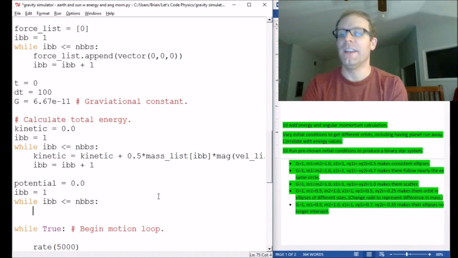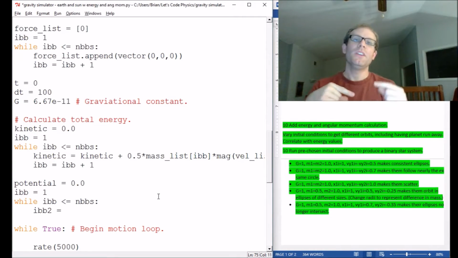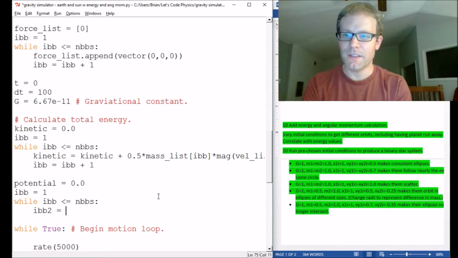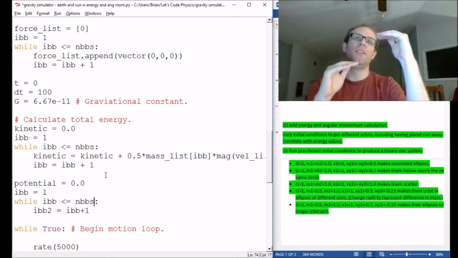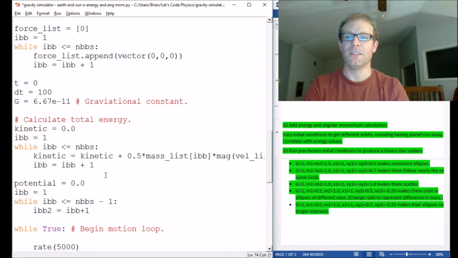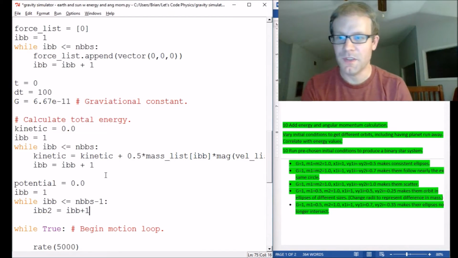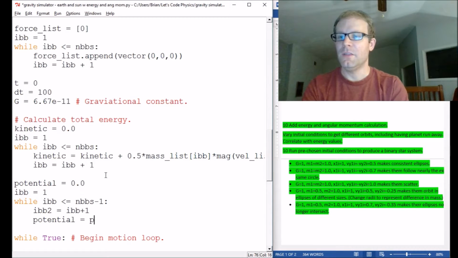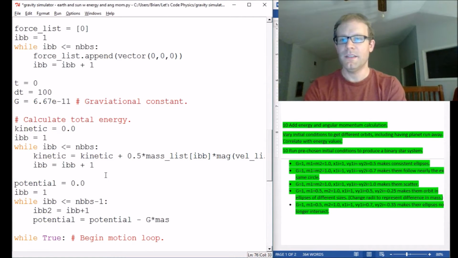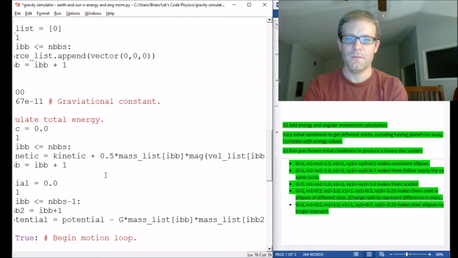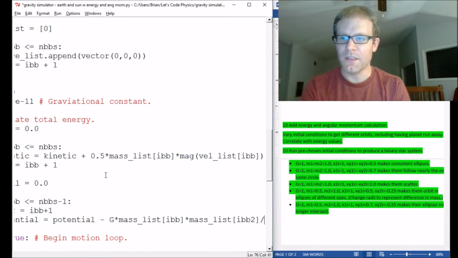So then I need to set up the second loop. I need an IBB2. And again, we don't want to double count anything, so we're just going to set this equal to IBB plus 1. So actually, I don't want this thing to run all the way to NBBS. I want it to run one short of that because when it reaches NBBS, there's not another one for it to increment up to. So there we go. So we'll say potential equals potential. Okay, I did spell that correctly. And our potential energy is going to be negative, and it's equal to the gravitational constant times the mass of the first thing times the mass of the second thing divided by the distance between the two.